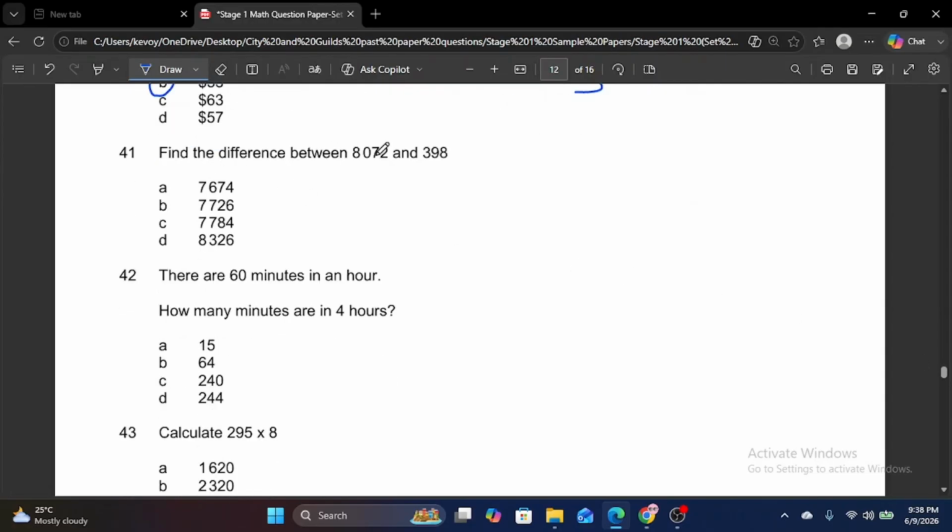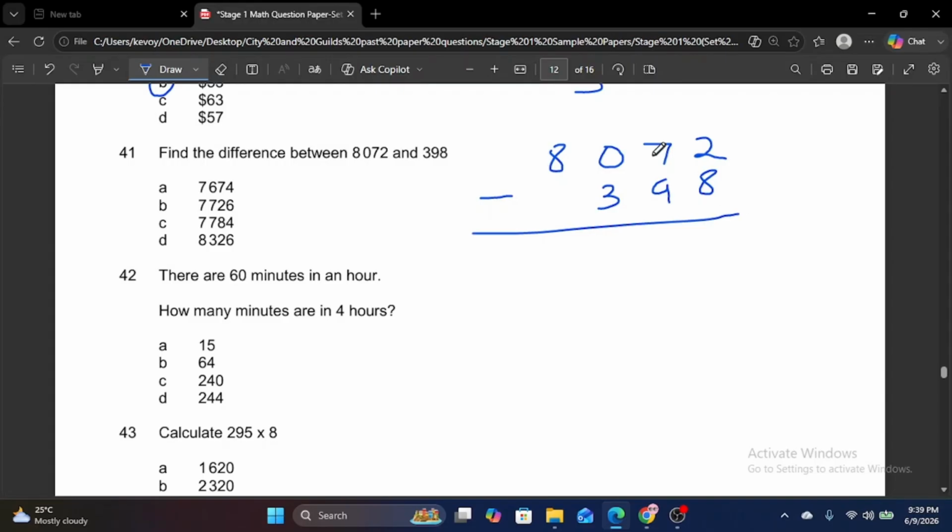Find the difference between 8,072 and 398. And as I said before, ensure that you have the space between the digits. The more space, the better. And I am saying this because persons will be doing their examination, and I do not want them to make any mistakes when they're doing their exams. So you have to be careful.